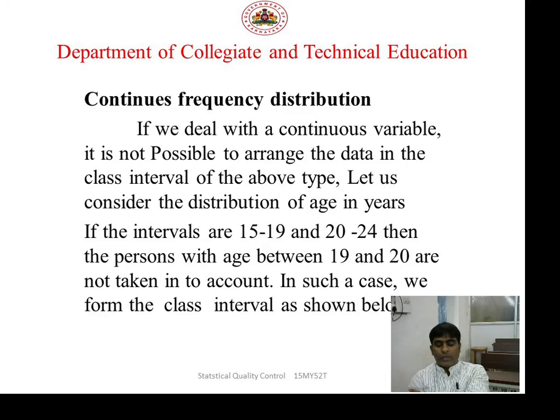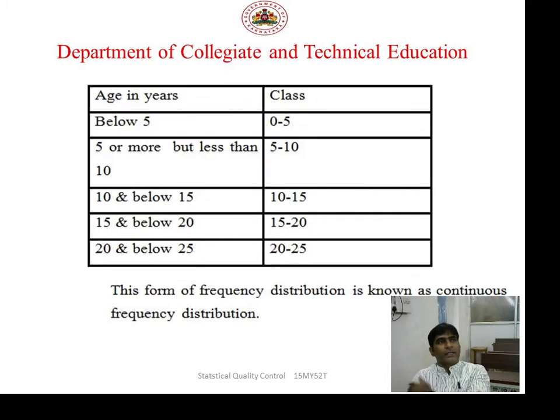Okay, so how will we divide the class? See here. Here is the example: age groups and the classes. Below 5 years. It is clearly mentioned. The candidates whose age is less than 5 years will be included in the class 0 to 5. Next one, 5 or more, but less than 10 years. So here he has mentioned that the age should be 5 or more. Okay, there is below 5.